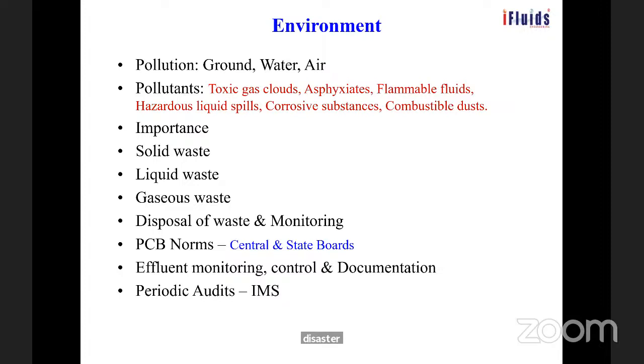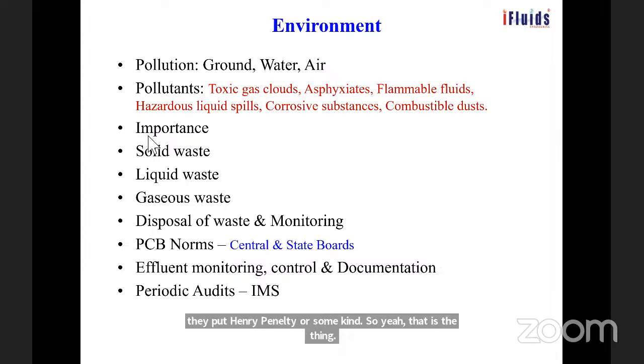Already I told. So all these things are continuously monitored, and the government bodies also visit the refineries and check the records whether they are all monitored correctly. Otherwise, they put heavy penalty or sometimes they shut down the plants. So that is the thing.